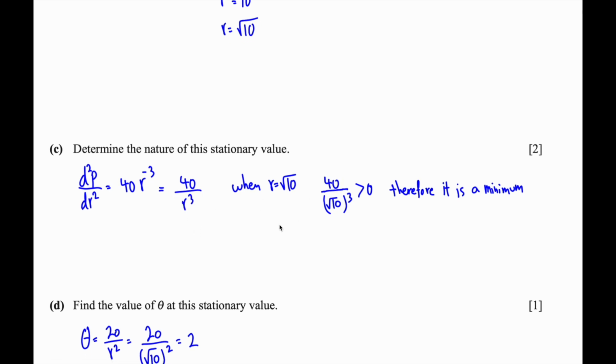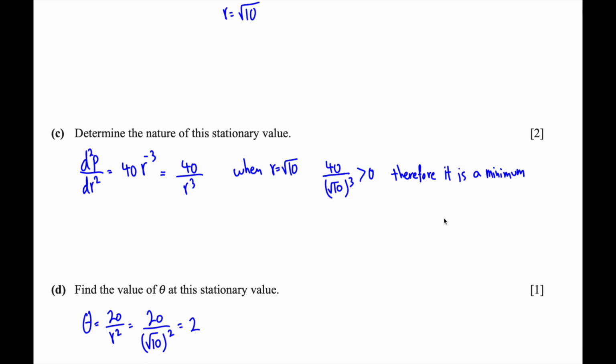Now I just have to go ahead and substitute the value of r, which I found here, into this expression and determine the sign of it. So over here, 40 divided by square root of 10 to the power of 3. You don't need to calculate the exact value. You just need to know whether it's positive or negative. And this is obviously a positive value. Therefore, it is a minimum.